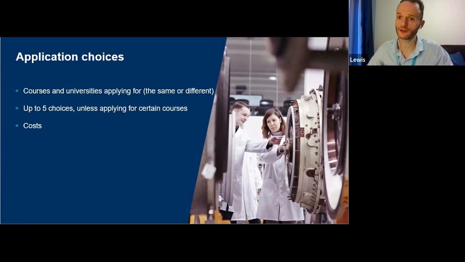So they can apply for up to 5 courses, all at different universities, or it could be at the same. However, if they're applying for medicine, veterinary medicine, or dentistry, they only have up to 4 choices, so it's reduced by 1. There is a cost involved as well, and currently these stand at £18 for 1 course, or £24 for more than 1. And we would always recommend having more than 1 choice as a backup, as I've just said. So that's the choices covered. And now let's have a little look at the admissions process.